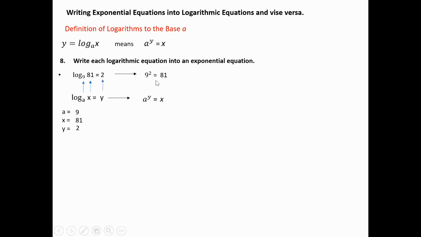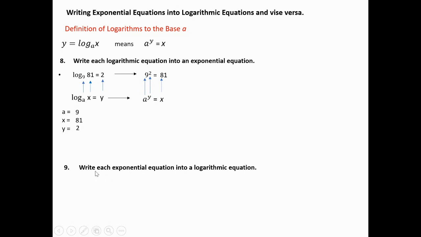So now we have 9 squared equals 81, right? Because my a is 9, my y is 2, and x equals 81. That's how we go from a logarithmic into an exponential equation.